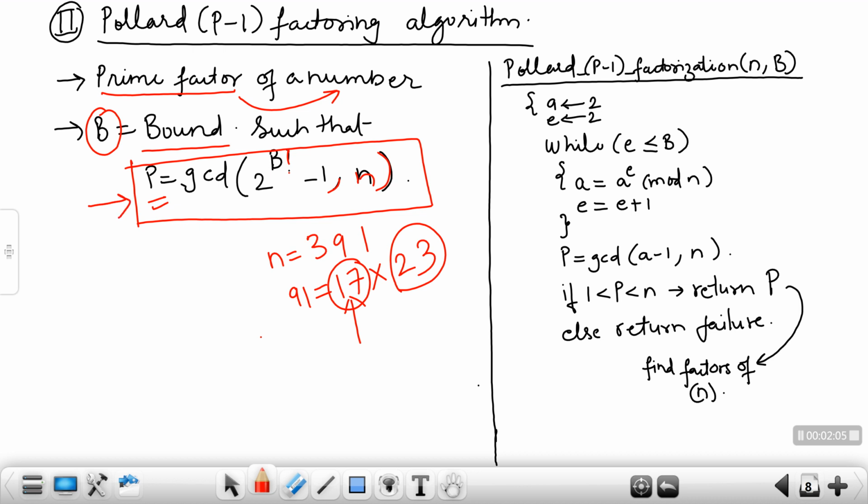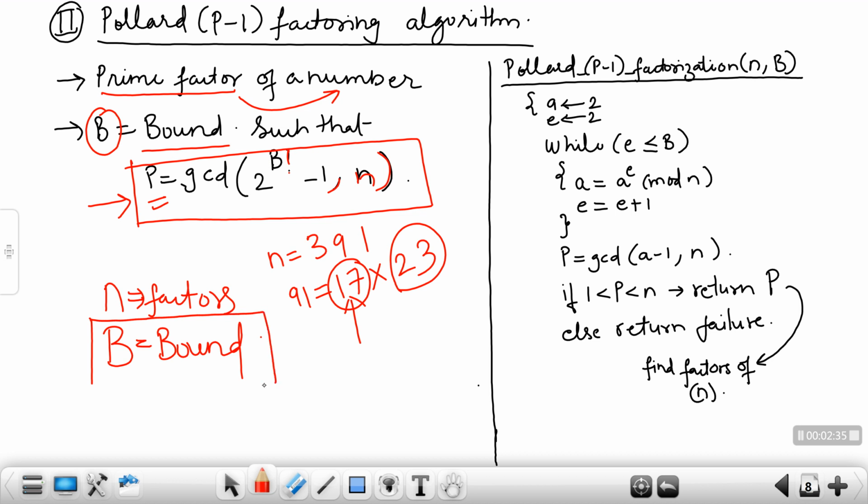Just keep in mind that Pollard P-1 finds a factor of a given number, of which one will definitely be a prime number, and we require a value called B, which is a bound value. In your problem, n will be provided, of which you need to find the factors, and the bound B will be provided too. The moment the bound value is given to you, you should understand that you have to solve the problem using the Pollard P-1 algorithm. Just keep this in mind.